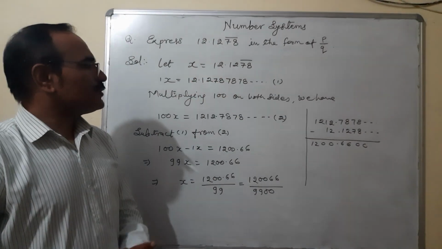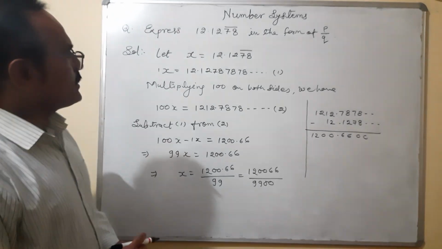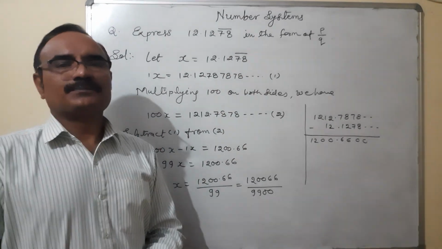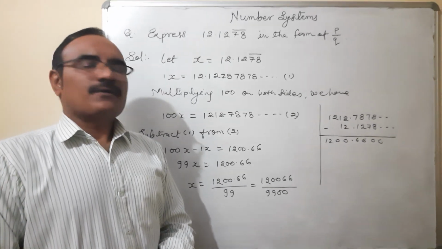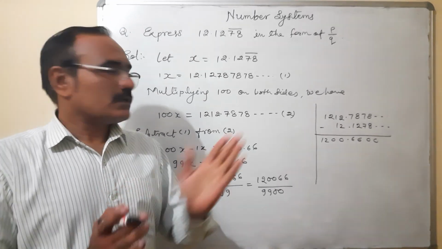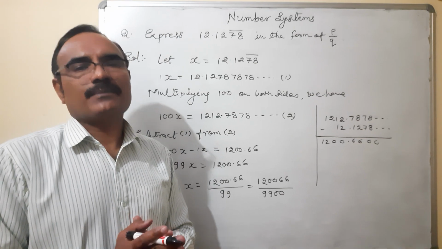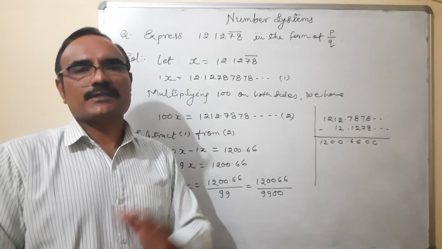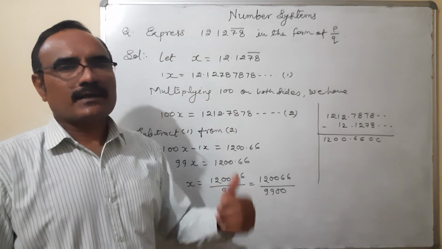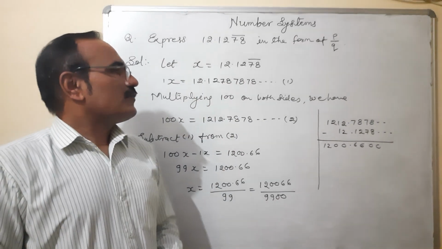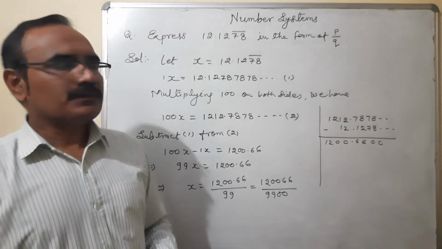We'll solve all the questions in the same pattern. First of all, we open the bar, write the term in the expanded form, and see how many numbers the bar is on. If the bar is on three numbers, multiply both sides by 1000, subtract the first equation from the second, and get the value. So friends, I am giving you some assignments.